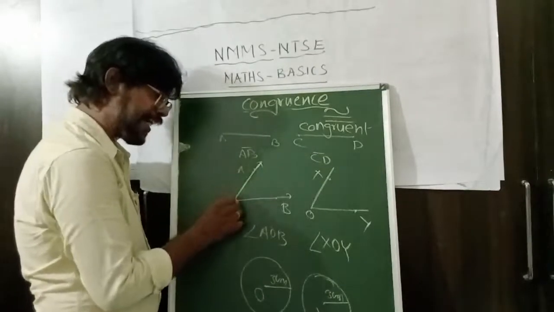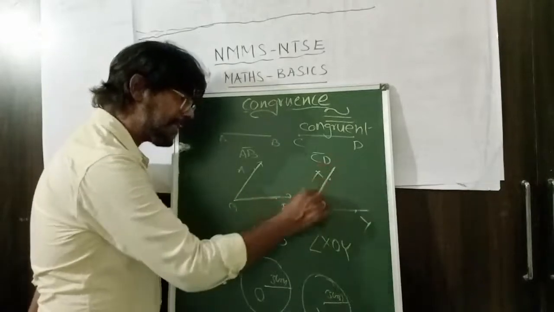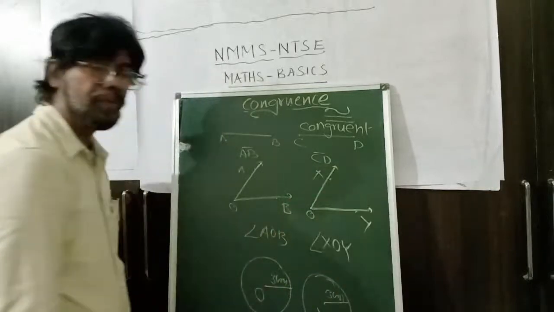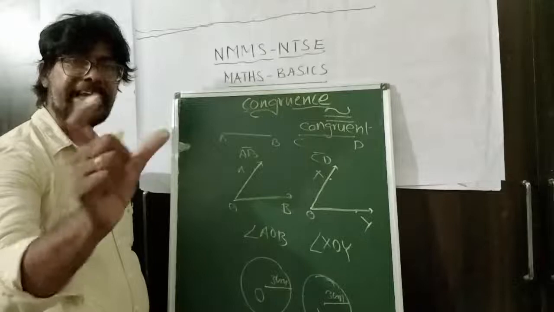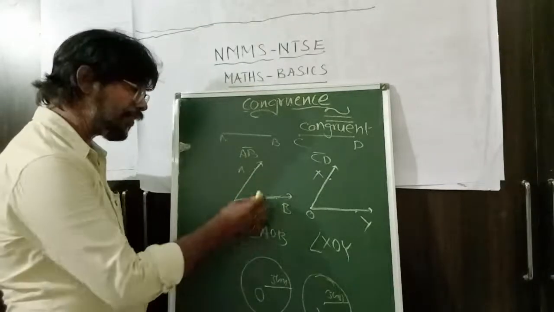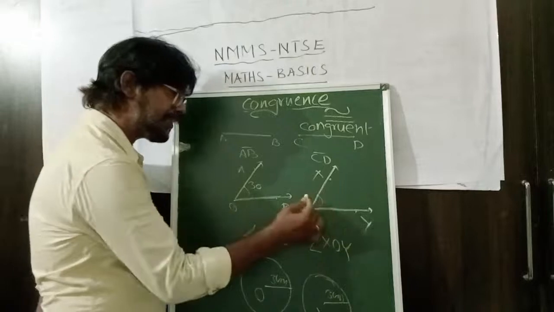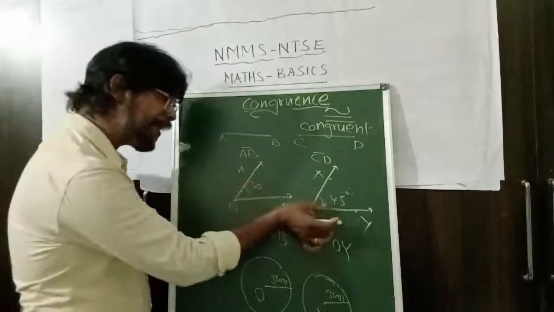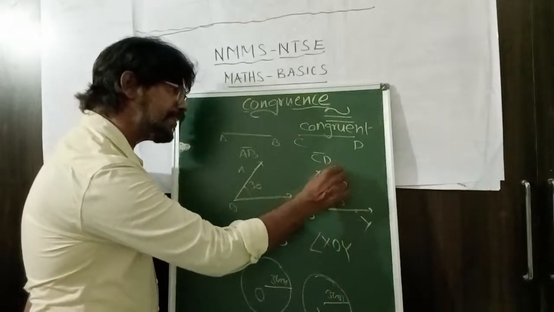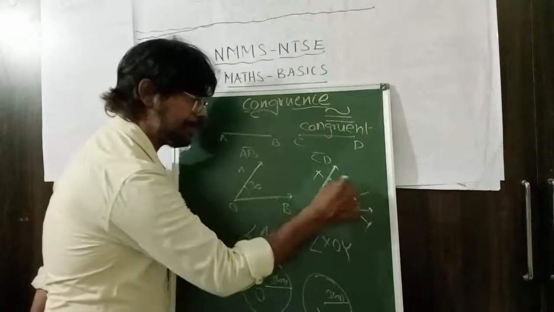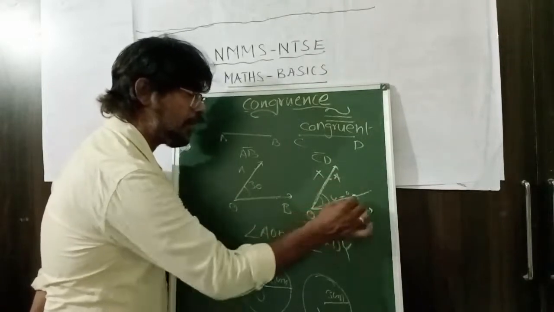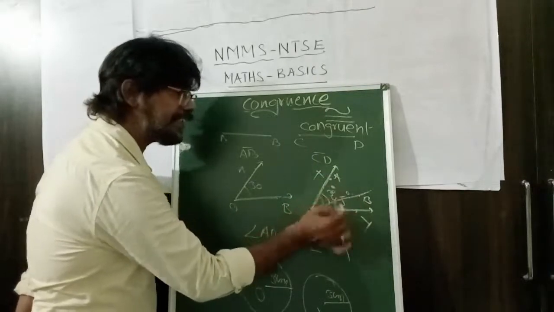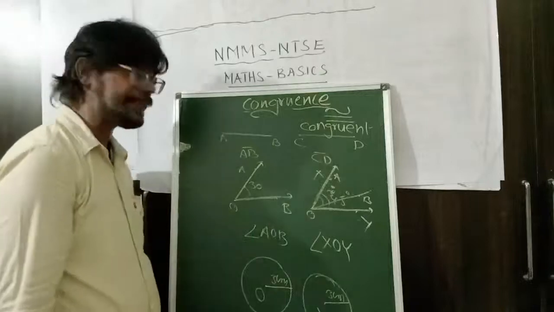And if you take an angle AOB, place it on XOY, it appears to be the same angle. And suppose AOB is 30 degrees, XOY is 45 degrees. If you place AB on XY, it seems like that. AOB, XOY. Because this is 30 degrees and this is 45 degrees. The difference is 15 degrees.